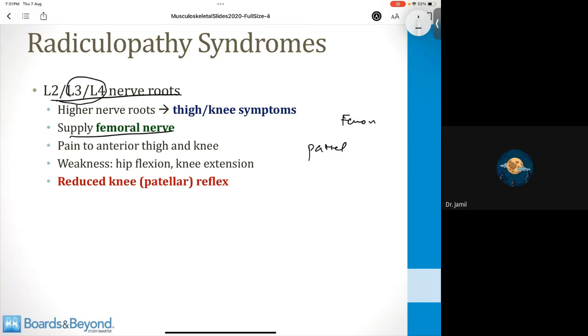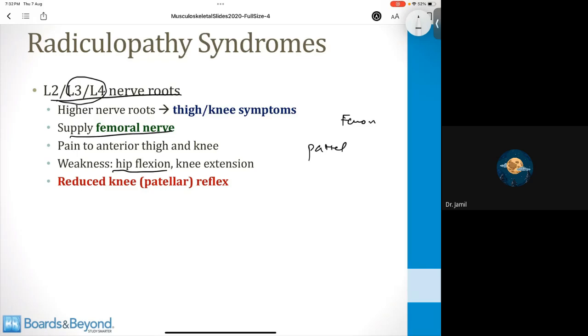So it means that whenever we have radiculopathy of L2, L3, L4 nerve root, femoral nerve is going to be affected. If you do not have proper femoral nerve function, what will happen? The patellar reflex is going to be lost, right? And what was the other function of femoral nerve? We discussed it's going to cause hip flexion. Did you guys remember the muscles which were leading to hip flexion?